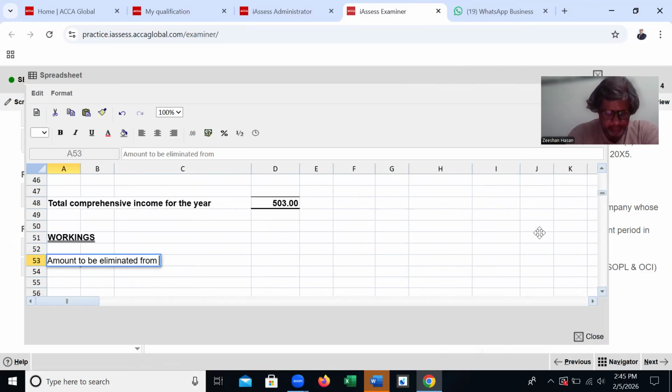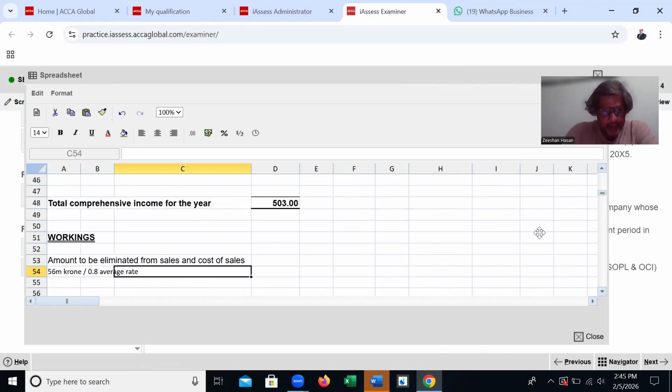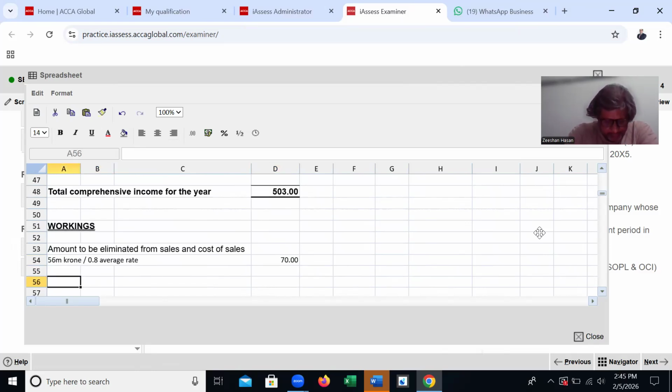Here it is. We will do first workings over here. Amount to be eliminated from sales, sales and cost of sales, 50 divided by, which is how much? 70. Okay.